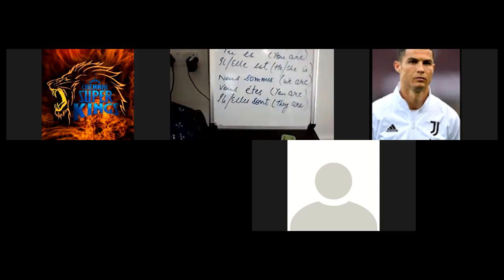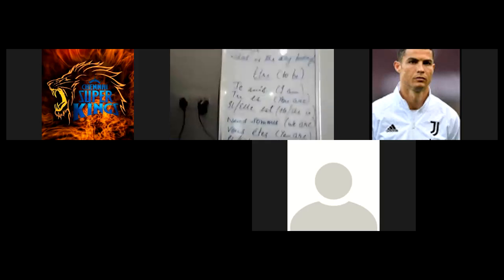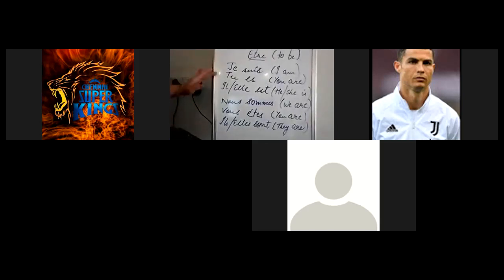Clear? Yes, ma'am. Speaking the table once again. Je suis, tu es, il est, elle est, nous sommes, vous êtes, ils sont, elles sont. This table is supposed to be on your fingertips. Why? Because we use it in all the exercises. The further French that we are going to learn is based mainly on these verbs, which are used in every second sentence. Is that clear?